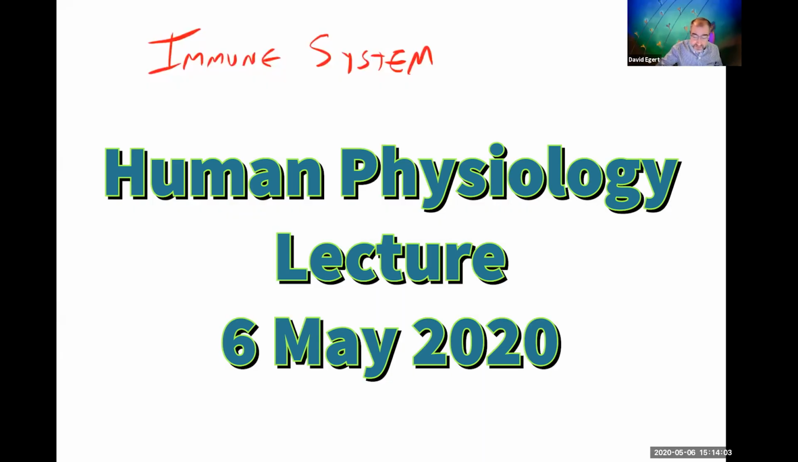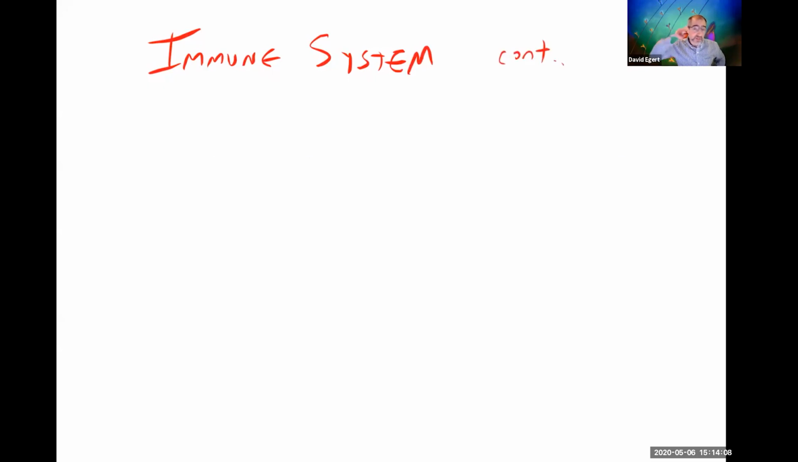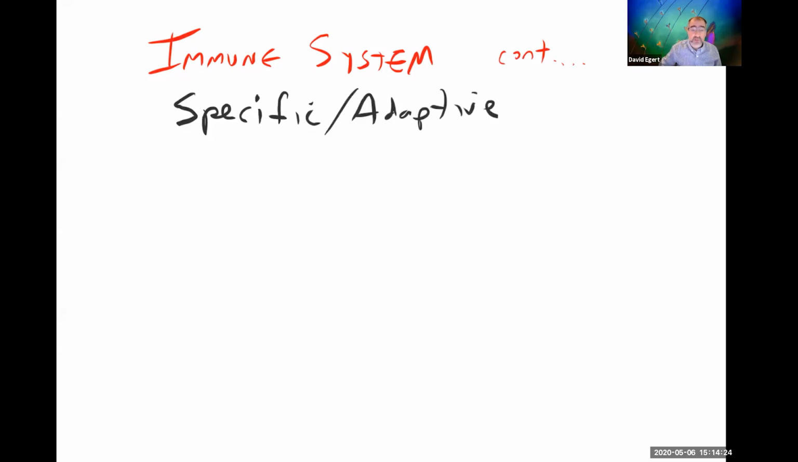So immune system, continued. All right, so we've been talking about specific or adaptive immunity. I just want to very briefly reiterate some of the defining qualities of specific adaptive defenses. What are the characteristics that define specific immunity? Antigen specific. Exactly, antigen specific.